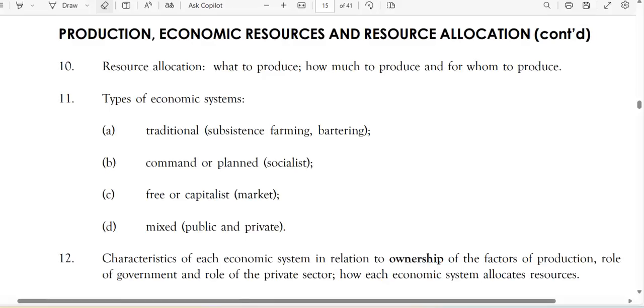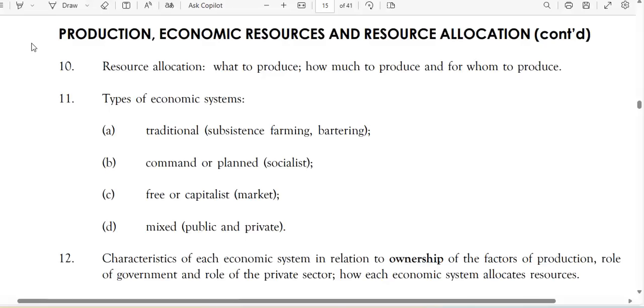The first type of economic system that we are going to look at is the traditional economic system. And if you're going to write about traditional economic systems, you have to look at the examples, bartering and subsistence farming. Now, a traditional economic system is based on customs, traditions, and beliefs. Economic decisions are made based on long-standing practices, and there is little to no use of modern technology or currency.